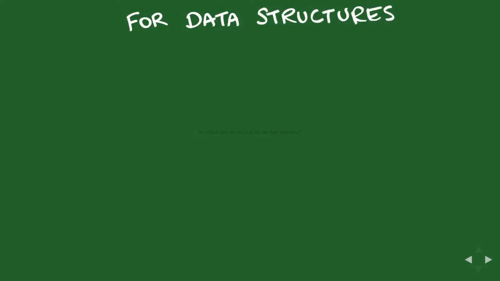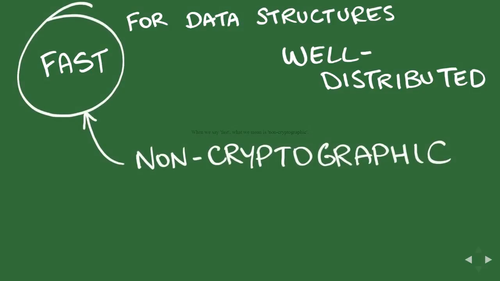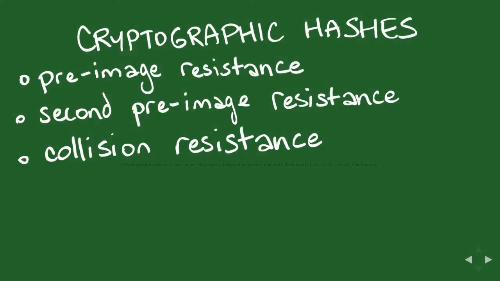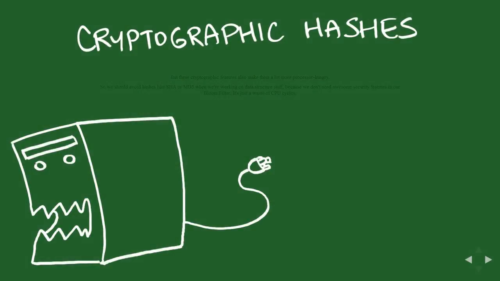So, which hash functions do we pick for our data structures? Well, for data structures, the 2 properties we're looking for in a hash are that the hash should be fast and well distributed. When we say fast, what we mean is non-cryptographic. Cryptographic hashes are awesome. They have a bunch of properties that make them totally badass for security functionality. The most important one being that they're collision resistant. It's astronomically unlikely that you'll be able to find 2 different inputs that hash to the same value. But these cryptographic features also make them a lot more processor hungry, so we should avoid hashes like SHA or MD5 when we're working on data structure stuff, because we don't need awesome security features in our Bloom filter. It's just a waste of CPU cycles.